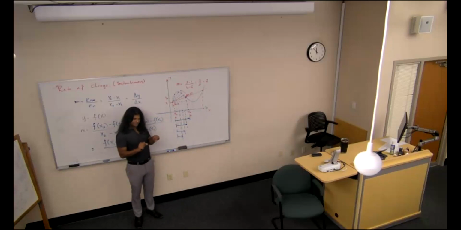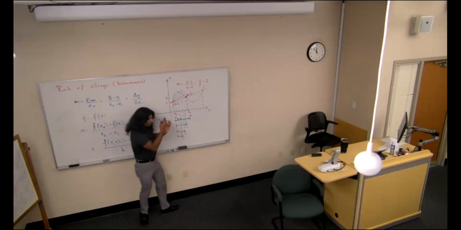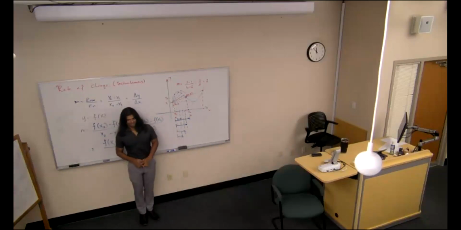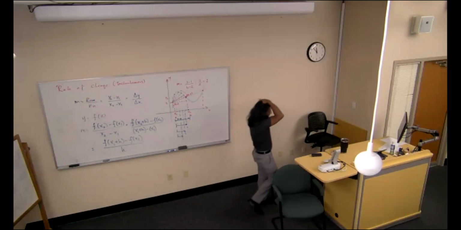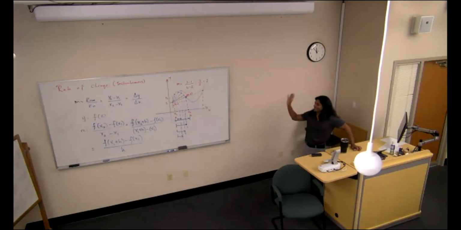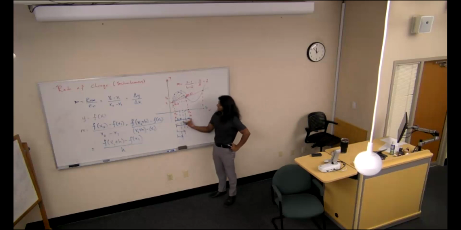That distance is h. Good. What is happening to h, the blue line? Do you want to change your mind? Now, Caden, what do you think? What is happening to h? Is it getting bigger or smaller? It's getting smaller. Two steps becomes something else, but smaller than two for sure.